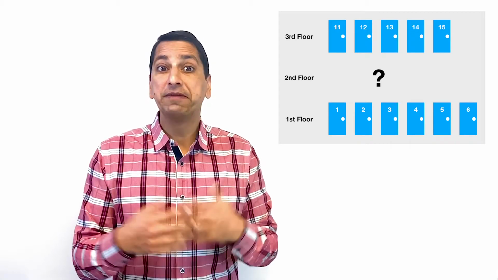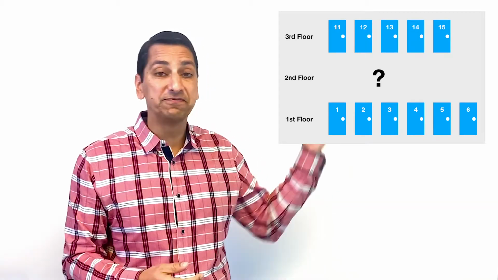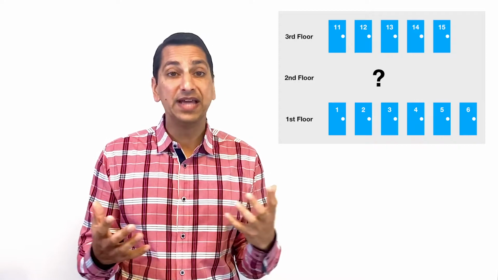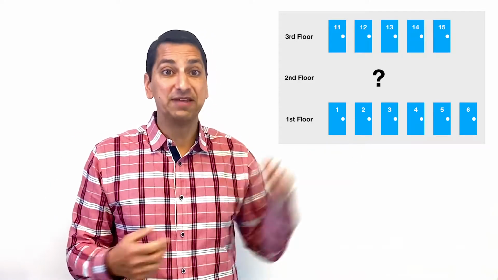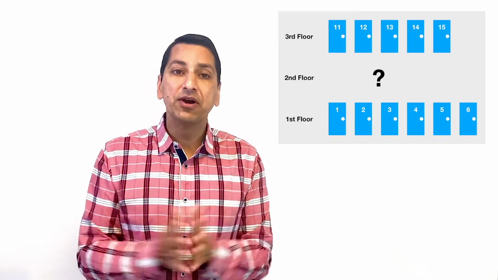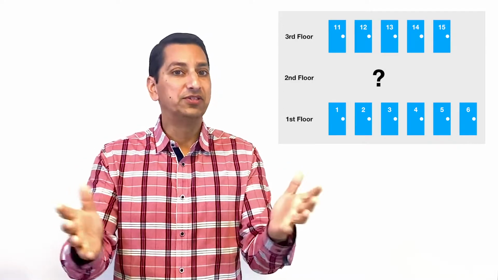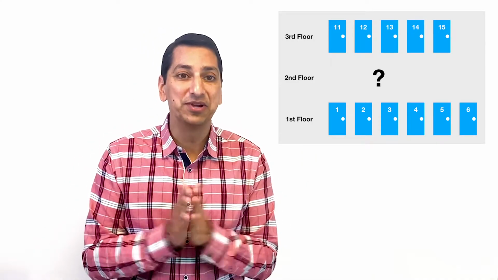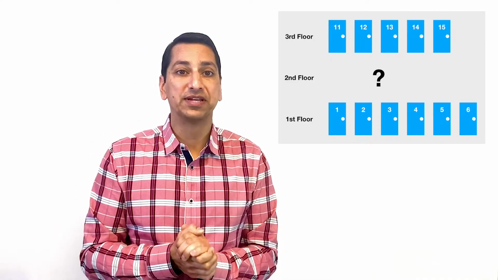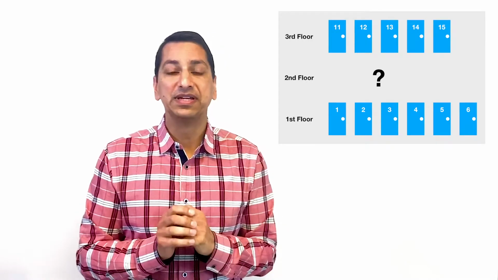Someone else might notice how many doors there are in all. 6 down here and 5 up there. That's 11. Fantastic. There's probably 15 doors altogether because I've labeled that last door 15. So we notice all those things. Then, what do you wonder? Well, there's a giant question mark in the middle. So somebody is going to wonder how many doors are on the second floor. And now the math problem solving can begin.